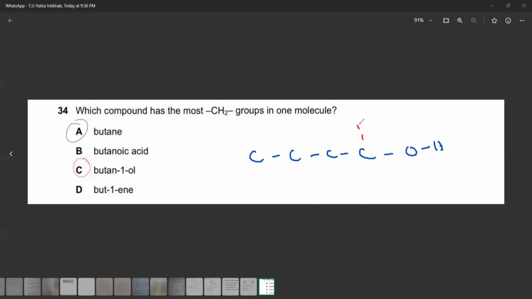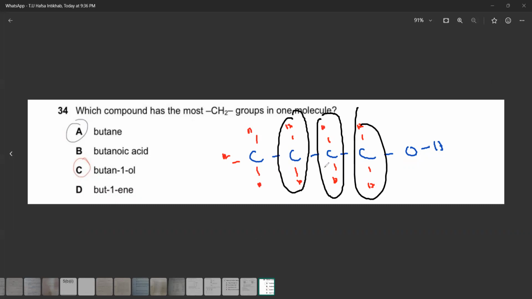So this will have 2 hydrogen, this will have 2 hydrogen, this will have 2 hydrogen and this will have 3 hydrogen. So when we check the number of CH2 groups, this is one CH2, this is another, this another. So 3 CH2 groups are there in butan-1-ol.